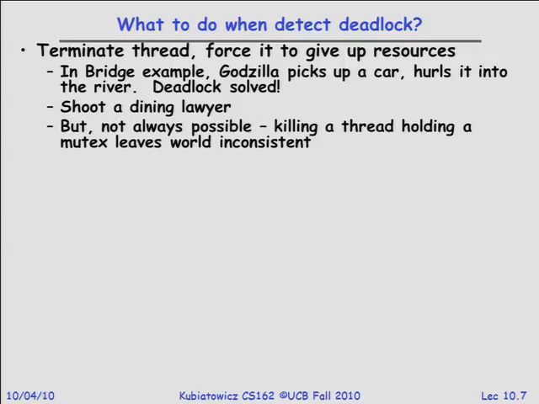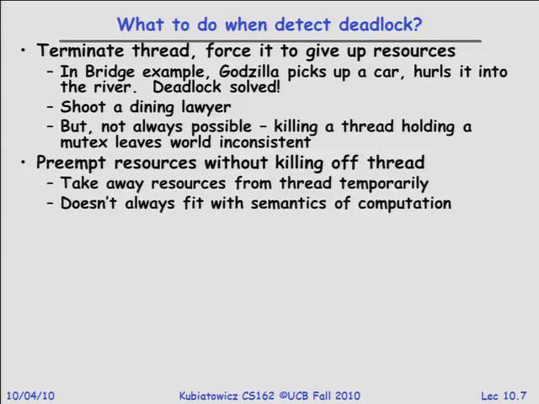If you were to kill a thread, you might actually leave your system in an unstable state. Because who knows what it's got? It may have grabbed resources that are effectively locks but outside the system, and then you've got a problem. The other thing you could do is preempt the resources without killing off the thread. And remember, if we get rid of preemption, we don't have a deadlock. The problem with that is basically the semantics of your computation may suffer.